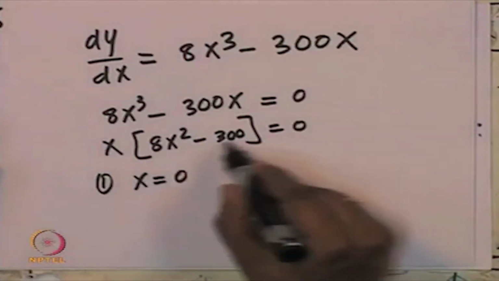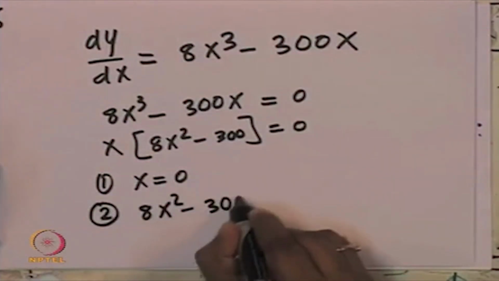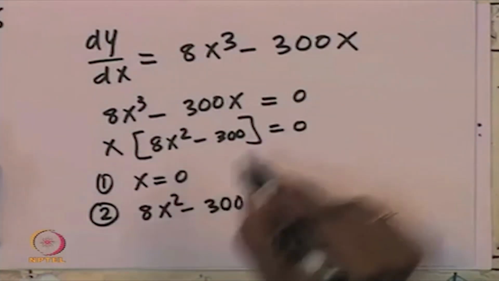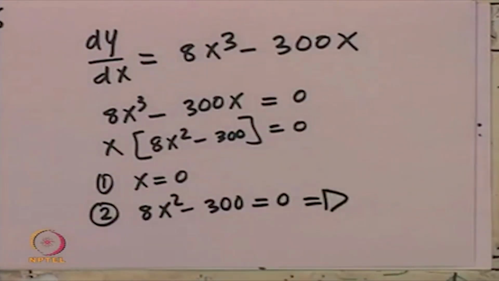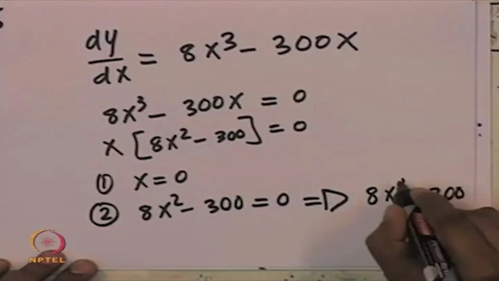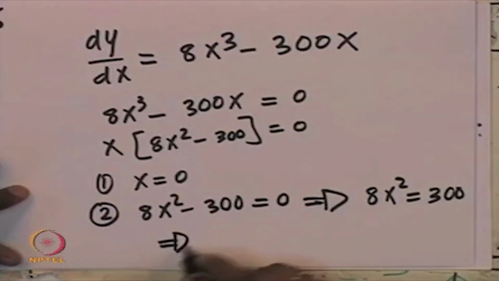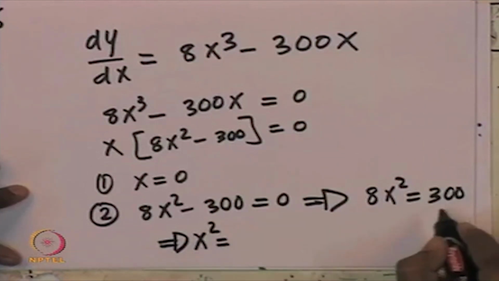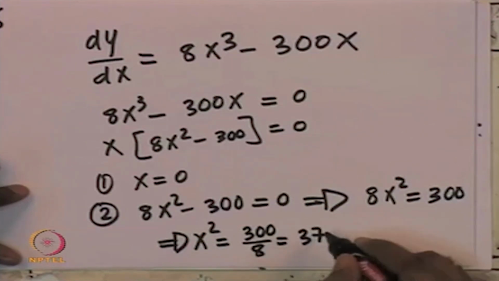Now, what is the second thing? 8 x square minus 300 can also be 0. If this is 0, the whole thing is 0. What does this imply? 8 x square minus 300 equal to 0 implies that 8 x square equals 300. This implies that x square is 300 by 8, which is 37.5.